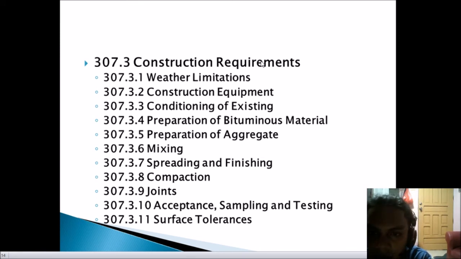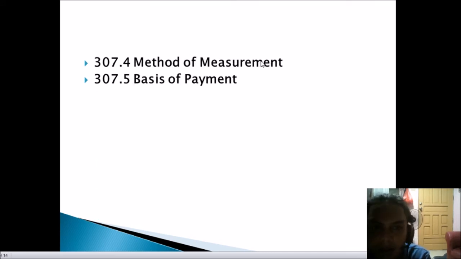The surface will be checked by the use of a 3 m straight edge at sites selected by the engineer. The straight edge will be applied at right angles as well as parallel to the centerline. So next is the 307.4 method of measurement. The area to be paid for under the item shall be the number of square meters of asphalt pavement placed, compacted and accepted based on the thickness and densities of the course. So next is the 307.5, the basis of payment.